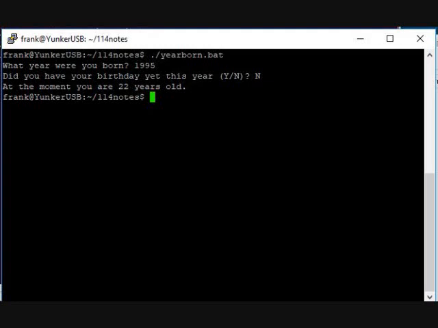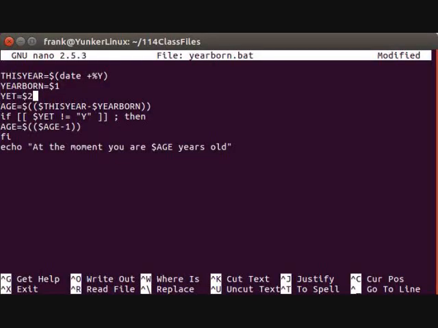So how are we going to solve that problem? Well, we're going to add a few more lines of code. num equals $, pound sign. That pound sign you might think of as a hashtag, but before it was ever called a hashtag, it was called the pound sign, or pound symbol. So that is going to give me the number of parameters. So then if $num is less than 2, I know I didn't get the right parameters, so I echo you need to add 2 parameters, year born and yet, and then it exits.